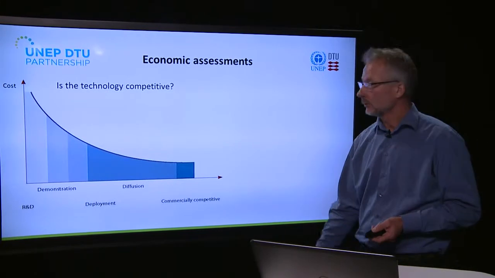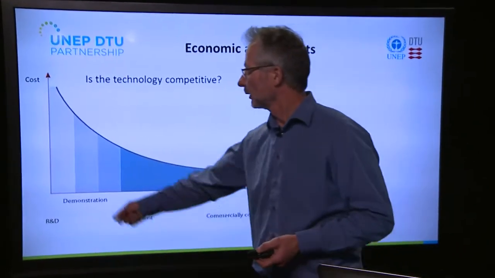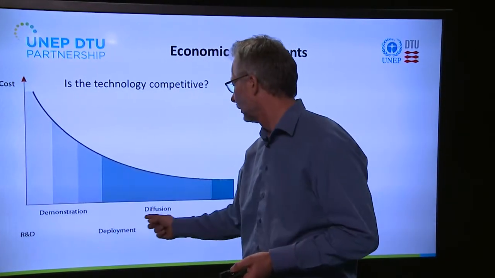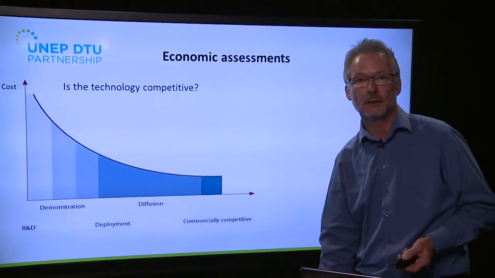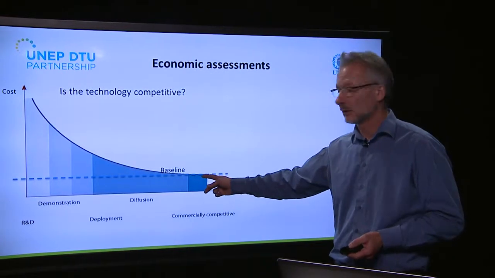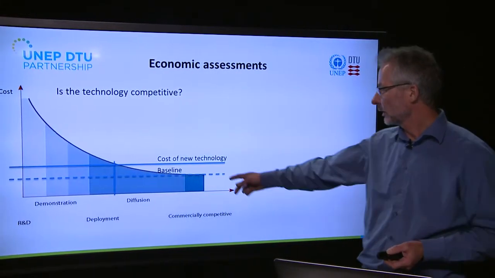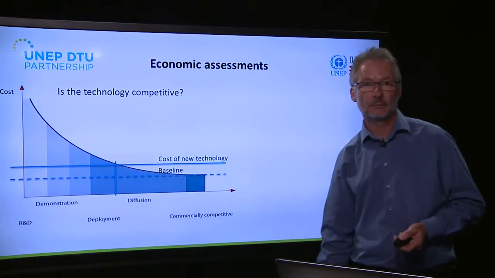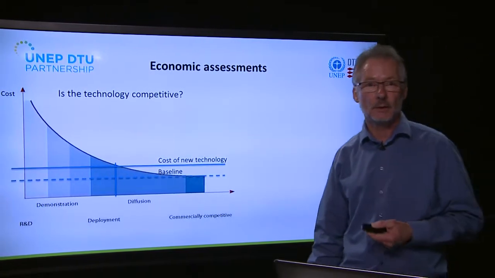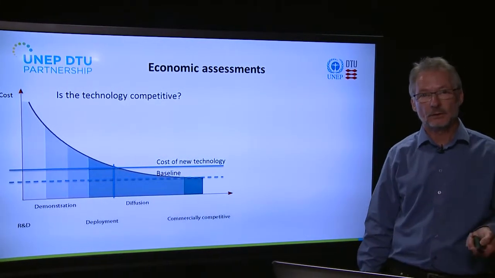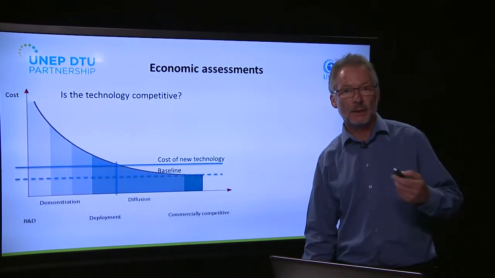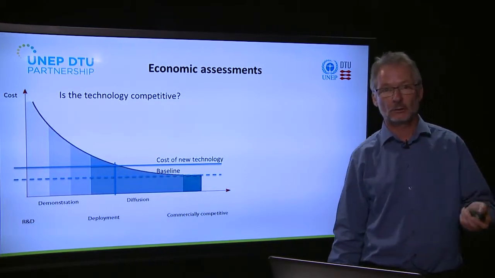I will illustrate that with this well-known figure showing the decreasing cost of a technology when it moves in stages from demonstration through diffusion to being commercially competitive. The cost of the competitive technology is the baseline here. The cost of the new technology is in general higher than the baseline. This is because in this TNA project we focus on technologies which are often more expensive than the baseline and therefore need some support from government or from others.